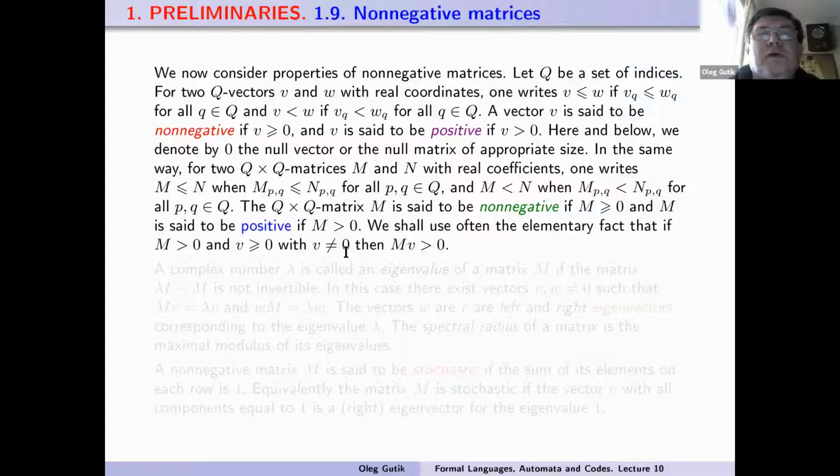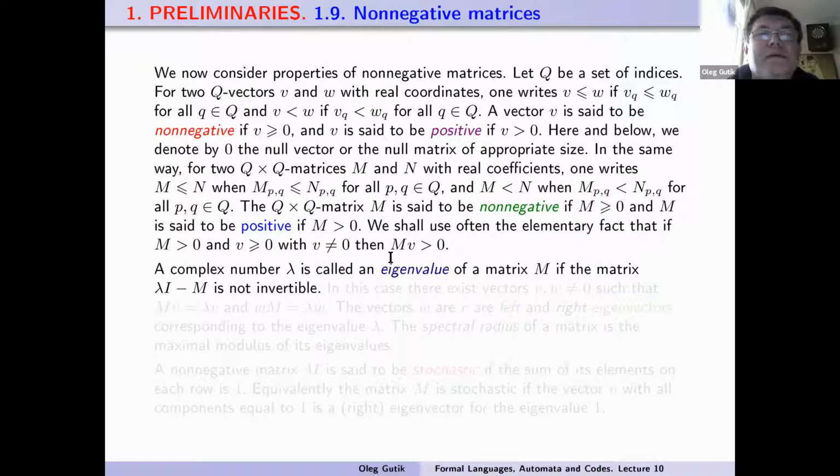We shall use often the elementary fact that if M is greater than 0 and V is equal or greater than 0 with V not equal to 0, then M multiplied by V is greater than 0.